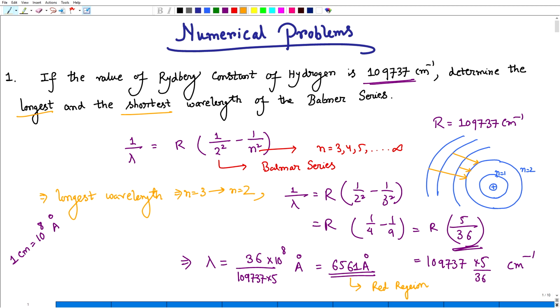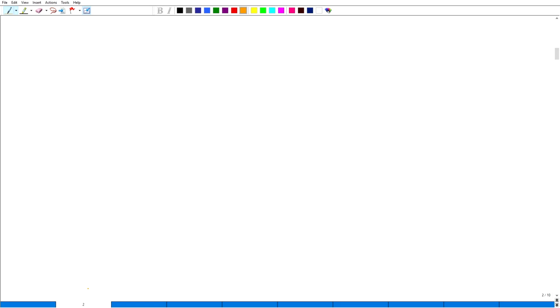Now here is the question: when will the wavelength be shortest? When the energy gap will be maximum, the transition energy will be maximum, then the wavelength will be shortest. When will the transition energy be maximum, that's the question. So in principle it should be infinity to n equals to 2, and that is the case. Actually we have to consider n equals to infinity as the level from where the transition is occurring. So for the shortest wavelength, we have to consider n equals to infinity to n equals to 2.